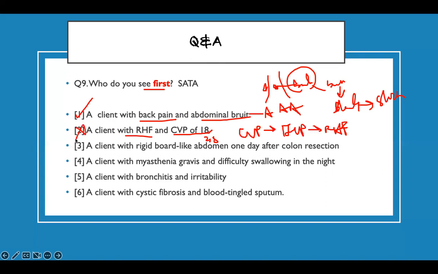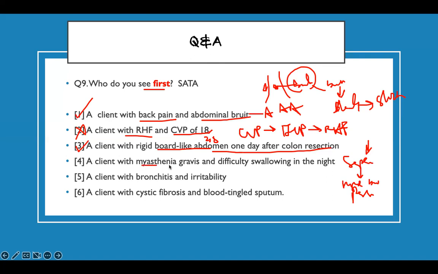I'm not seeing you. A client with rigid board-like abdomen 1 day after colon resection. This is sepsis. That's the key word. Rigid, board-like abdomen. That's peritonitis. So sepsis is B-sharp movement. Board-like abdomen. Pay attention.